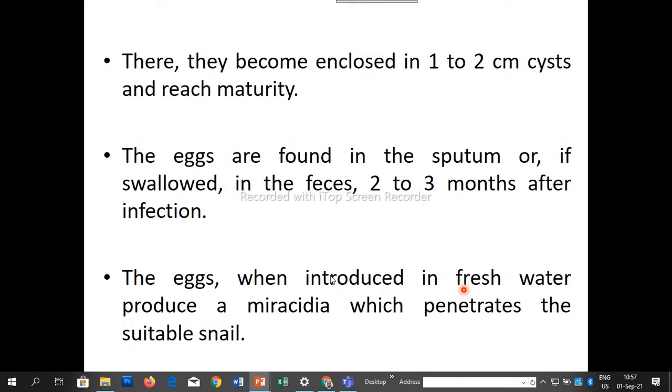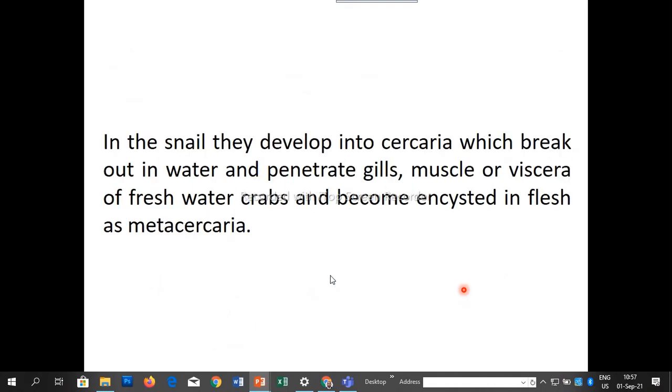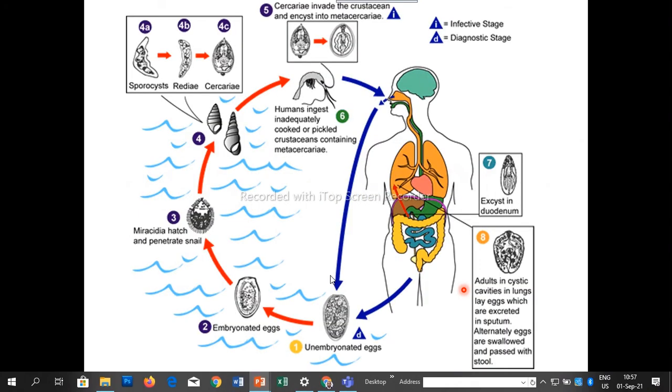Eggs, when introduced into fresh water, will produce miracidia, which penetrate a suitable snail. In the snail they develop into cercariae, which break out into water and penetrate the gills, muscle or vessels of freshwater crabs and become encysted in flesh as metacercariae. So this is the life cycle.